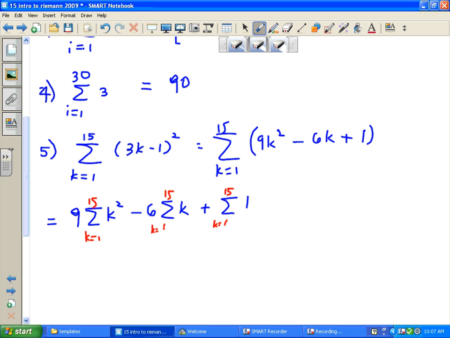Now, do we know how to handle each one of these by certain formulas? Like this first one, sum of the first 15 squares. There is a formula for that, right? Summation of the first 15 whole numbers, we have a formula for that. And the last one is just a constant. So let me have you guys finish this question and let me know, please, what you're getting.